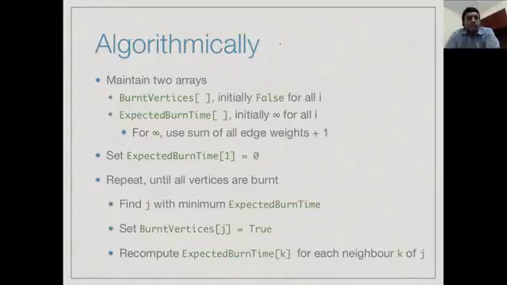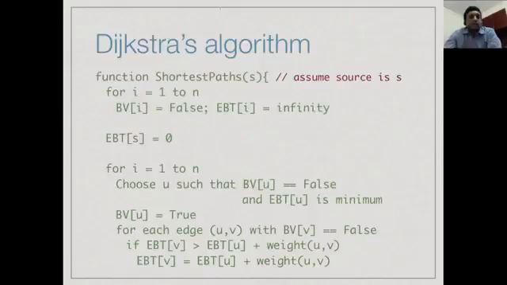Now we start with the source vertex, which we assume is 1, set its expected burn time to 0, and now we repeatedly look at the smallest expected burn time, burn it next, and reset the expected burn time for all its neighbors, taking the minimum of the current burn time of that neighbor and the burn time through this vertex. Okay? So this is a very simple algorithm. So here it is in pseudocode.